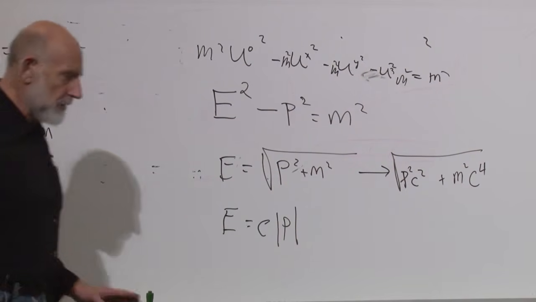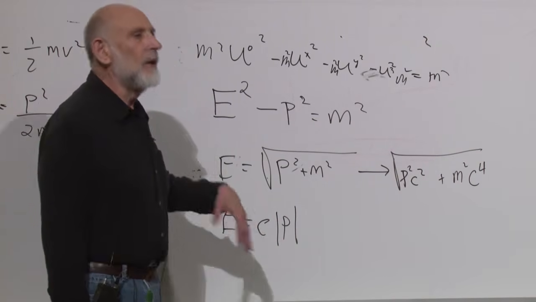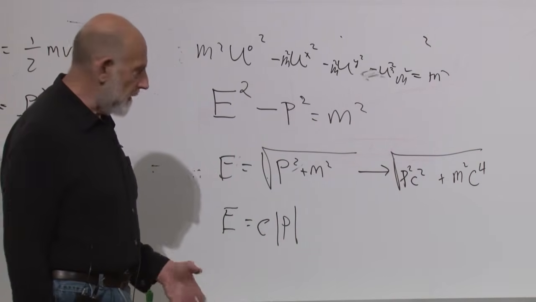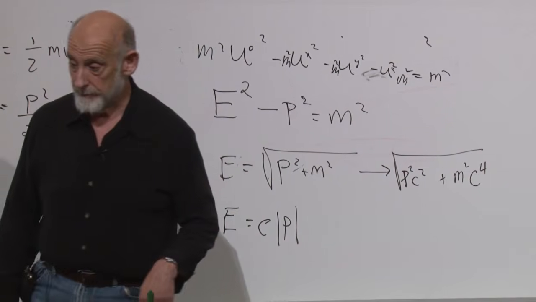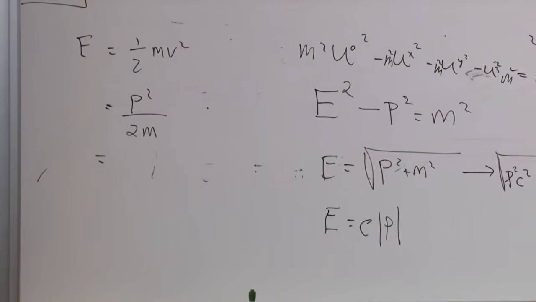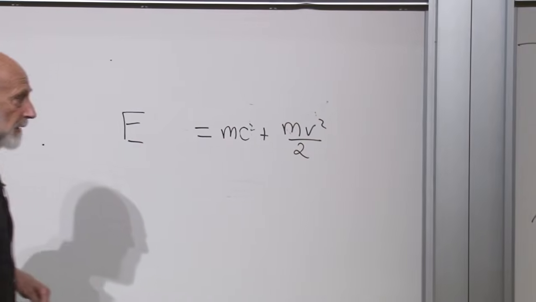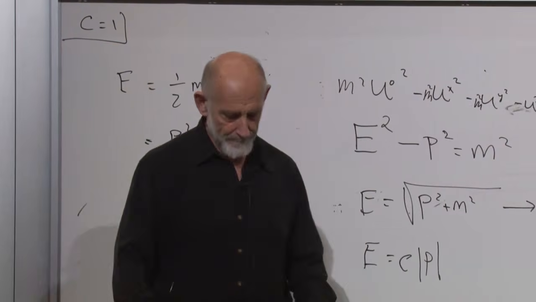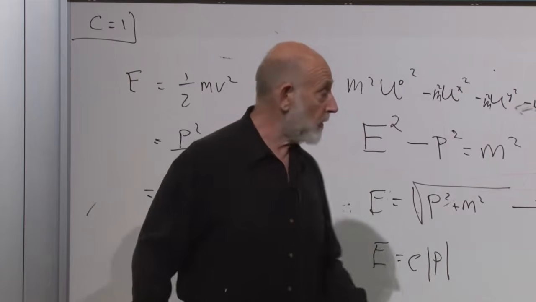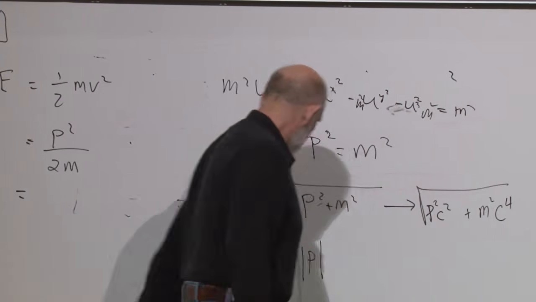Energy for a massless particle is simply the magnitude of the momentum vector, but in order to keep the units correct, you have to multiply by the speed of light. This is true for photons. It's approximately true for neutrinos. Neutrinos have a tiny little bit of mass. It's true for gravitons. It is not true for particles which move significantly slower than the speed of light.